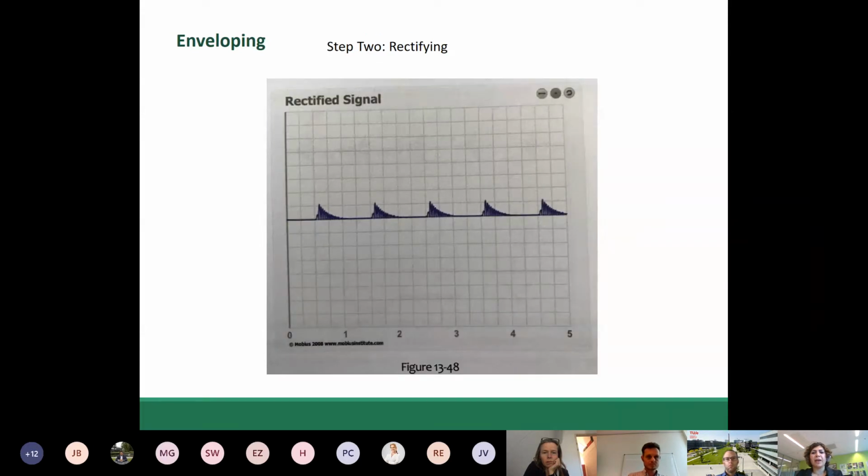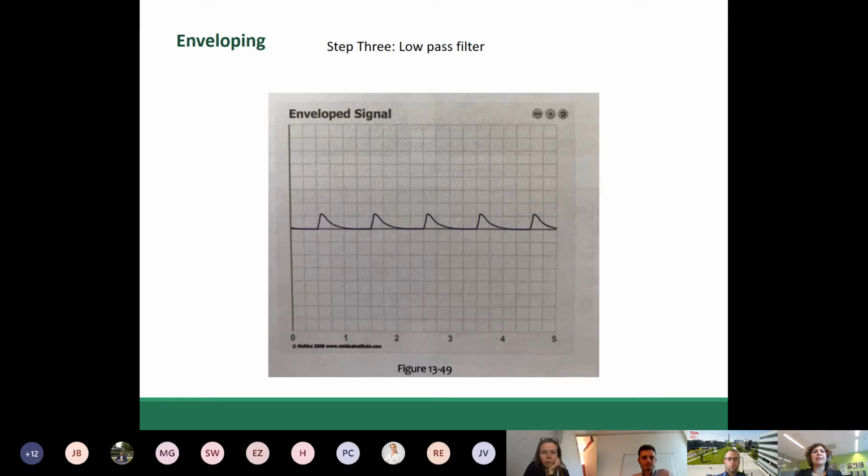Step 2 is rectifying. We use full wave rectifying. So the negative-going vibration energy is folded over and made positive. Everything negative in the signal becomes positive. This is rectifying. Having the rectified signal, we apply a low pass filter, and those high frequencies are converted to low frequency.